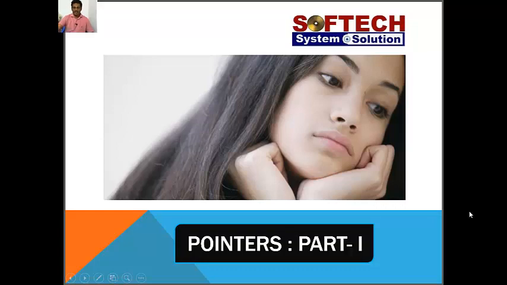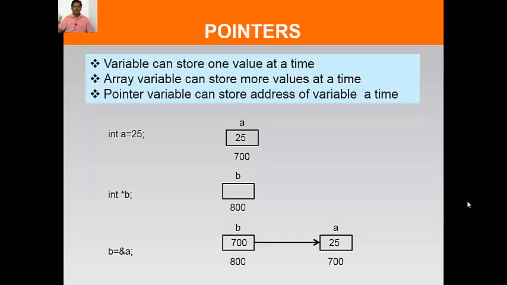Today we discuss pointers. A pointer is a kind of variable. That variable can hold the address of another variable. That is, a pointer variable points to another variable. Such a variable is called a pointer.